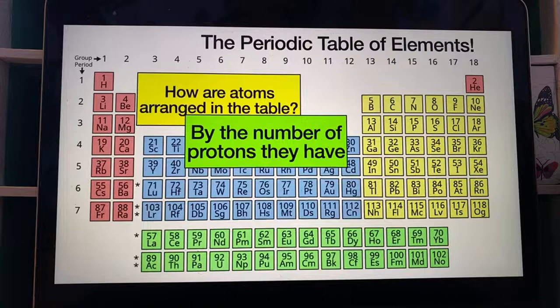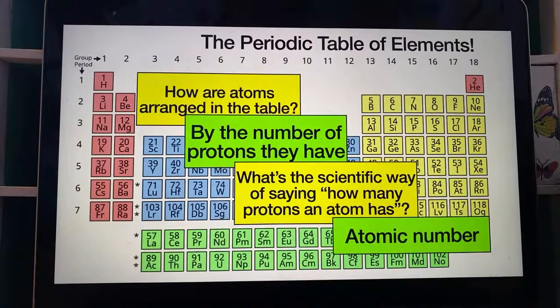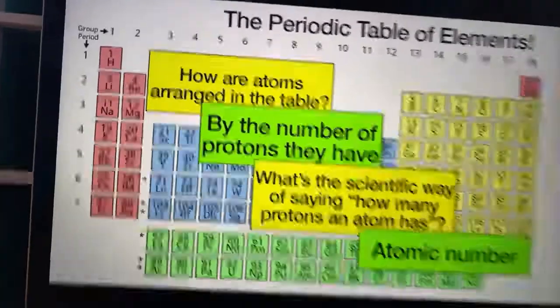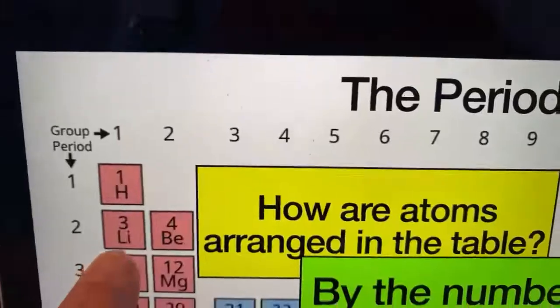That's right. But if you were like, oh, it's too easy, can you remember what the scientific way of saying how many protons an atom has is? Yeah? A chemist wouldn't be like, oh yeah, lithium has 3 protons. No, it's an easy way of saying it. 3, 2, 1, it's atomic number, okay? So hydrogen has got an atomic number of 1, helium's got an atomic number of 2, lithium 3, etc.